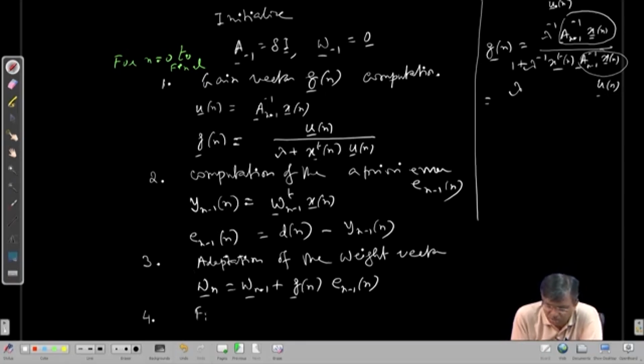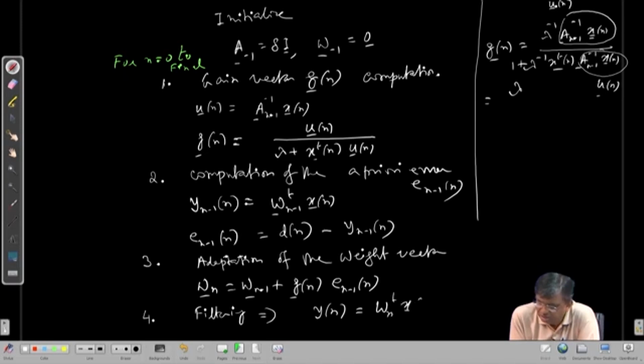So, filtering, this is a common FIR filtering, y n. That is, I got the filter weight vector for the current cycle. So, I just use it to filter the current data vector and get the output. This is my actual, conventional style filter output. This is what we will take as the filter output. This was previously y n minus 1 n, which was just to compute this a priori error.